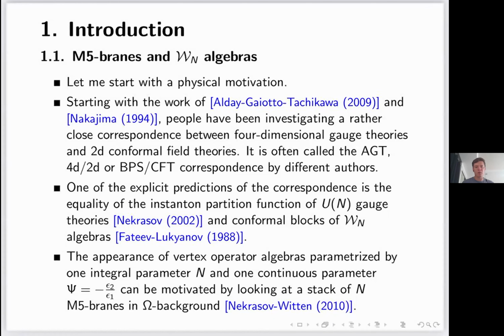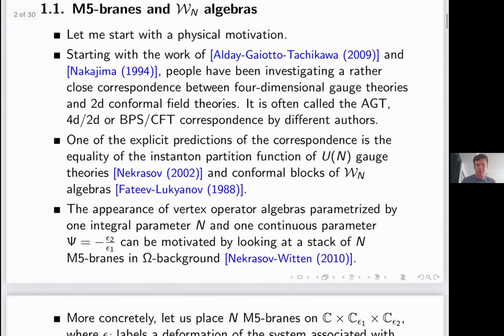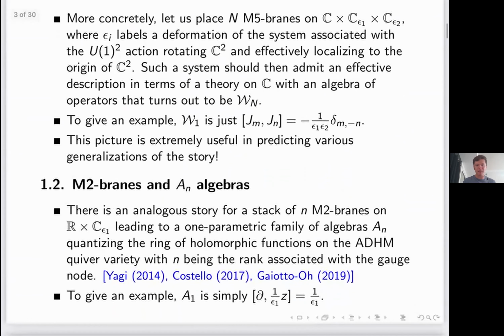It is important that this correspondence can be motivated by a rather nice picture in M theory. And I would like to very briefly review this picture because it is going to serve us as a nice way to generalize the story considerably. This picture was investigated by Nekrasov and Witten, who were looking at a stack of N M5 branes in the Omega background. So let me be more concrete about what I mean by a stack of N M5 branes.